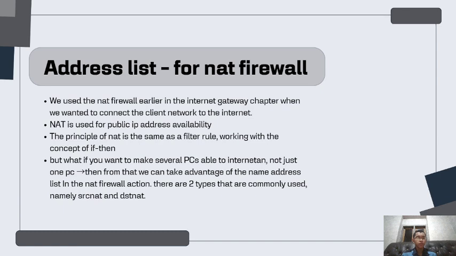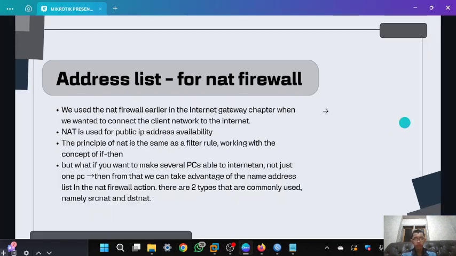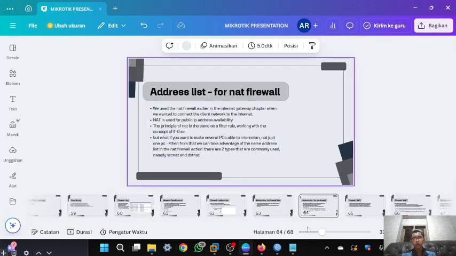But what if you want to make several PC able to access the internet, not just one PC? Then from that we can take advantage of the address list in the NAT firewall action. There are two types that are commonly used, namely SRC-NAT and DST-NAT. So I will configure the address list for firewall NAT.